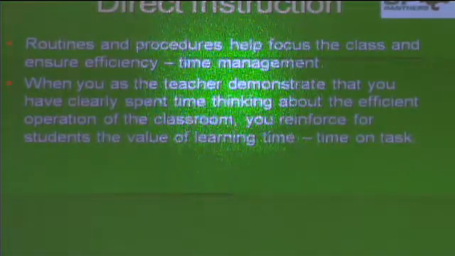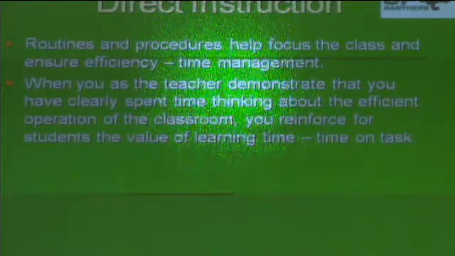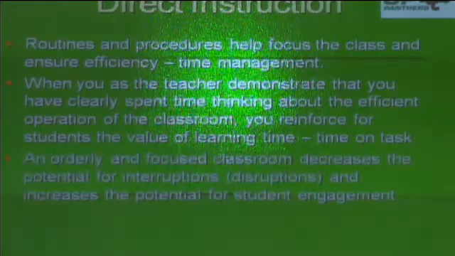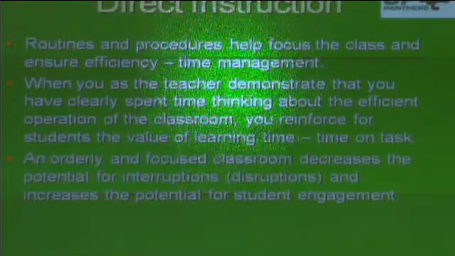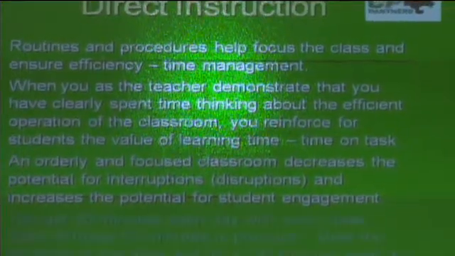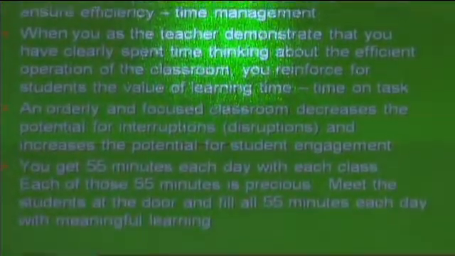I also think it's true when we talk about student engagement that when you as a teacher demonstrate that you've clearly spent time thinking about the efficiency of the classroom, it reinforces for students the value of the learning time. Time on task. We know that one of the biggest indicators of student success is time on task. An orderly and focused classroom decreases the potential for interruptions or disruptions and increases the potential for student engagement. We talked about engagement at the last PD.